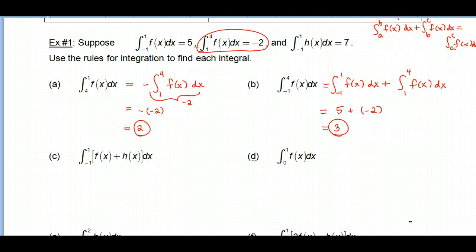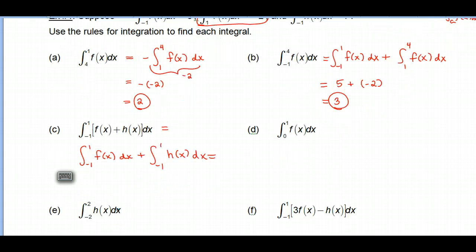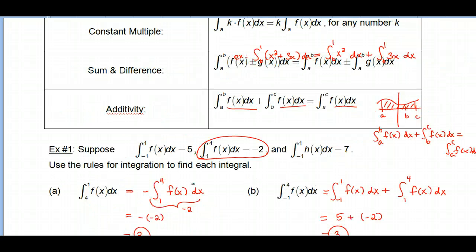Okay, next one is -1 to 1 of f of x plus h of x. This one is the second to the last rule, where you can distribute the integral. So that's going to be from -1 to 1 of f of x dx plus -1 to 1 of h of x dx. So the first part is, what's -1 to 1 of f of x? 5. And what's -1 to 1 of h of x? So we get 12. That was the second to the last one, the sum and difference rule.